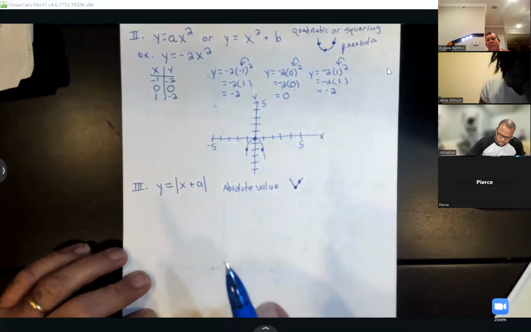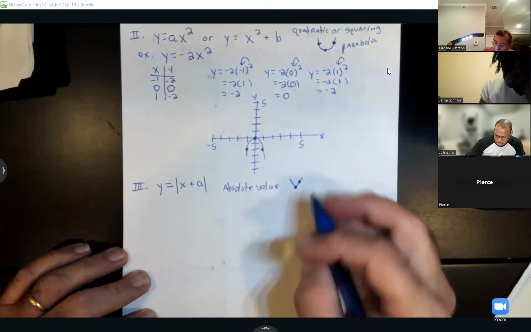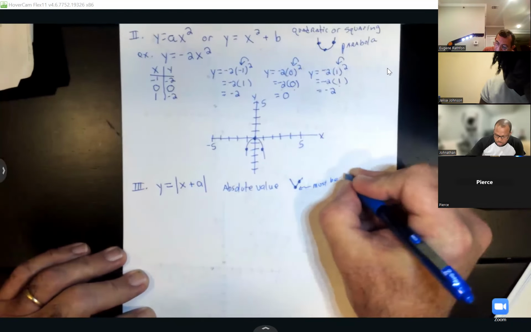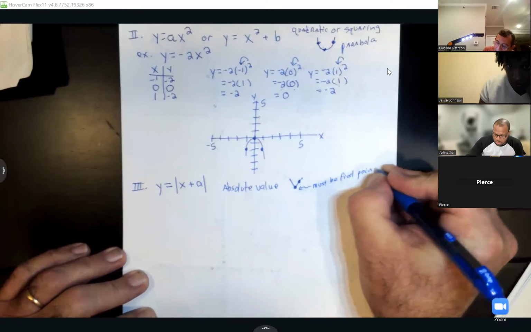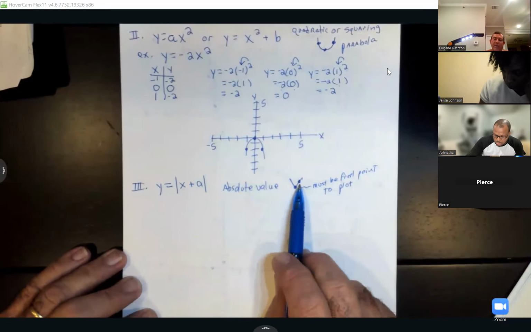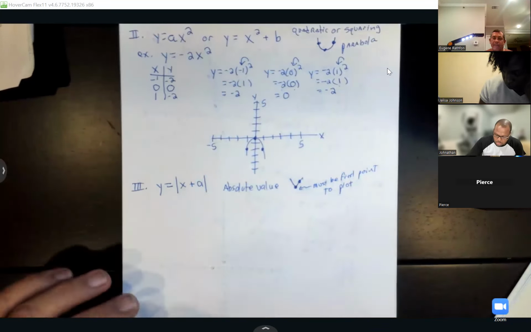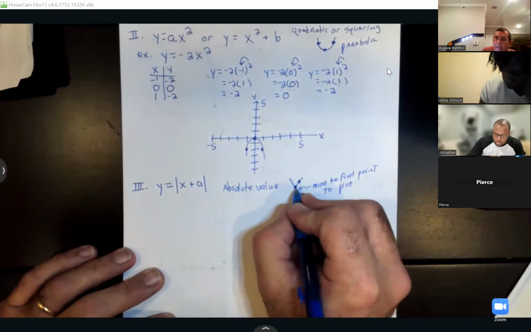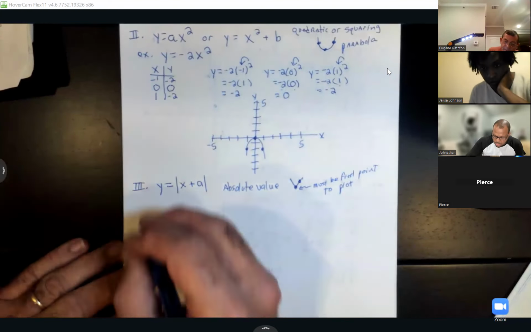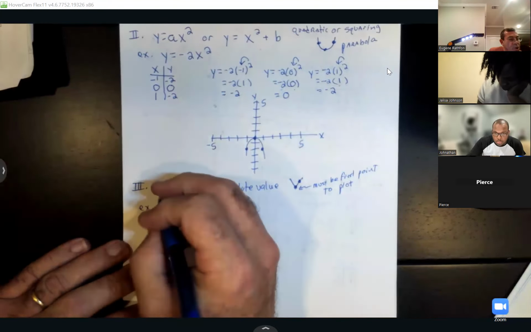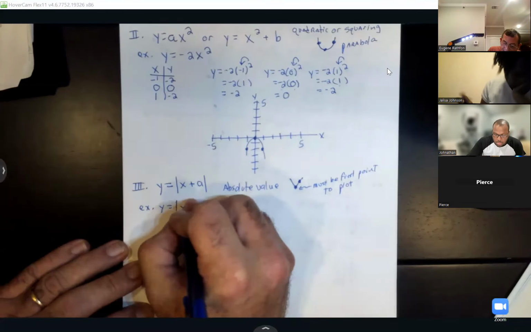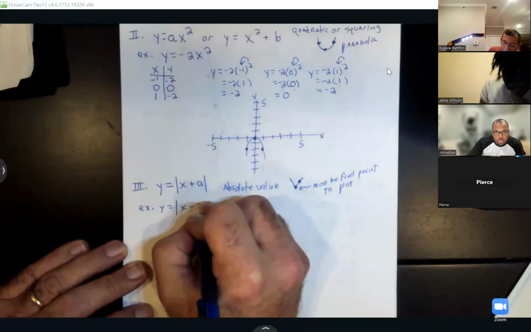And on this one, MATLAB only requires you to have 2 points, but you got to have that point first. So that must be the first point to plot. So you plot that point and then 1 point on either side, it draws the V. Now, I'll tell you how I get that point when I got my problem going, okay? So let's bring down the example. I'm going to do y equals absolute value of x minus 2.